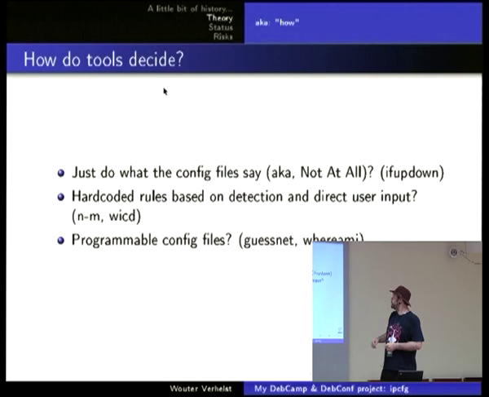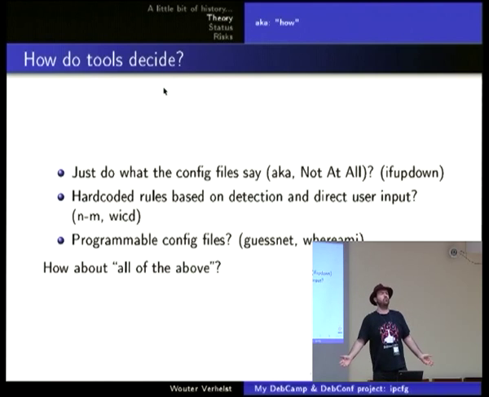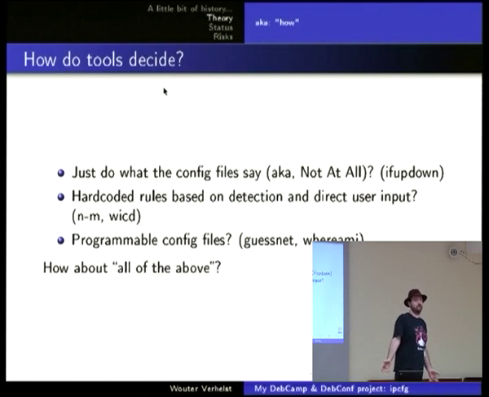The third option is programmable config files, such as ifscheme and Whereami, where basically all the decision making is left to the user, and the programs themselves don't actually have to do much decision making. They all have their strengths and downsides, but my question really is, why don't we try to do all of them in one system?